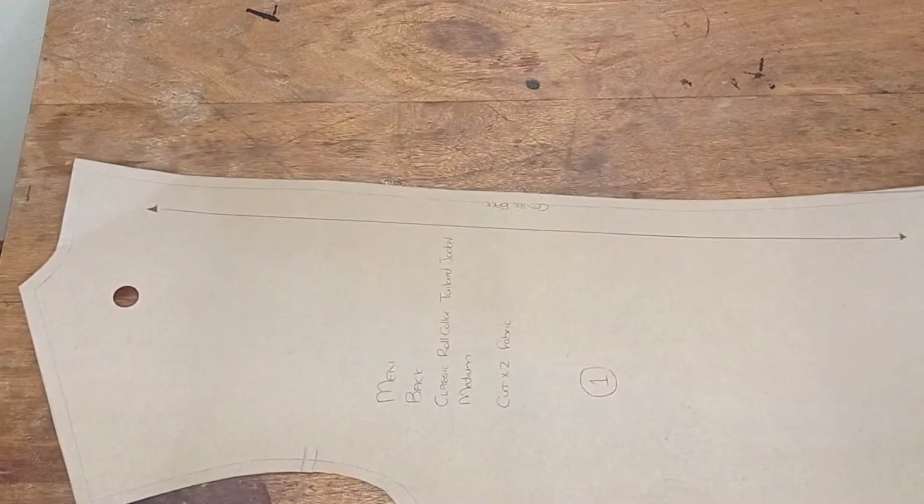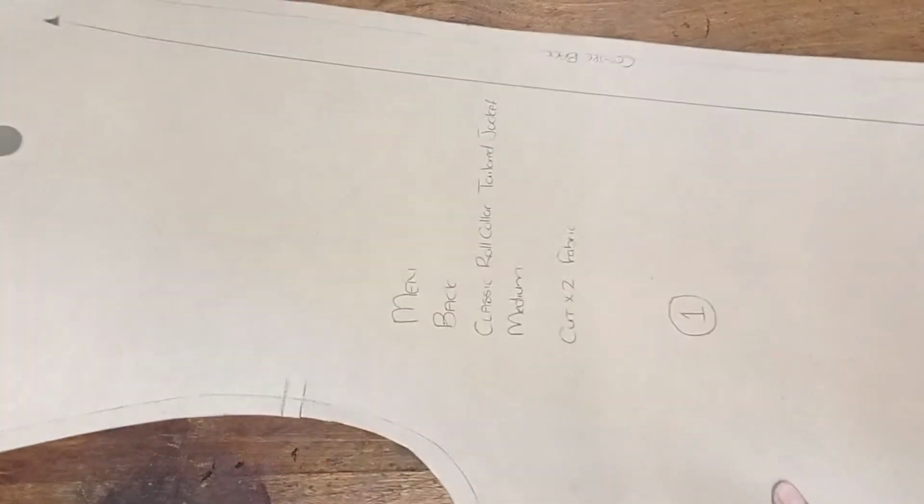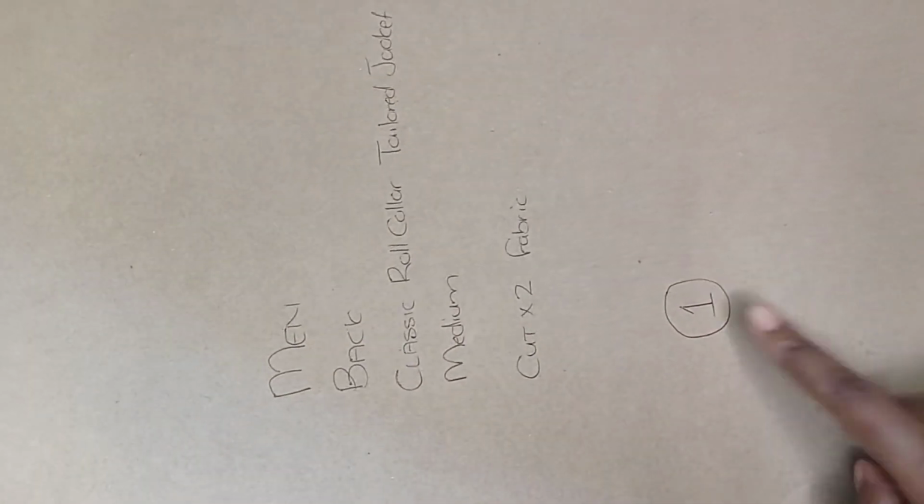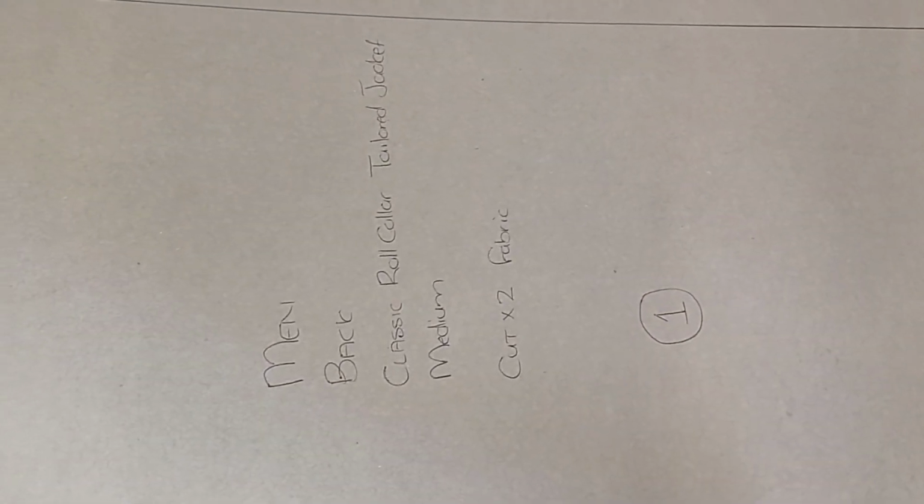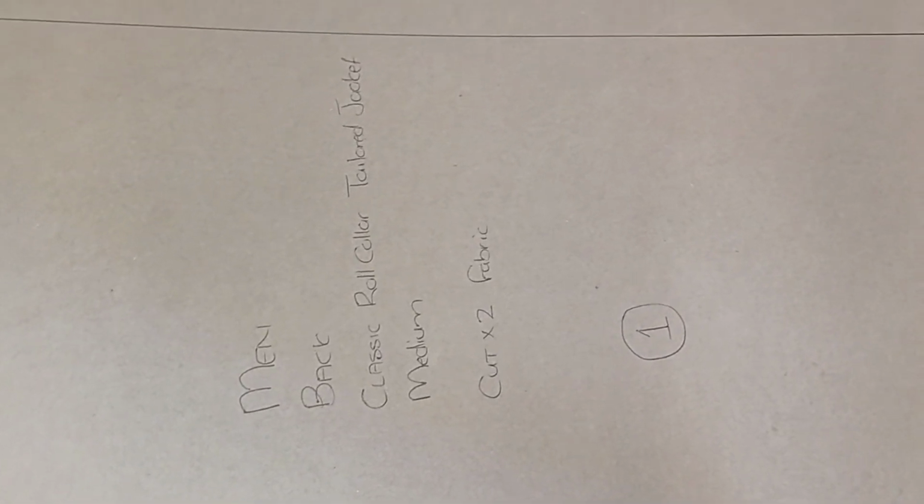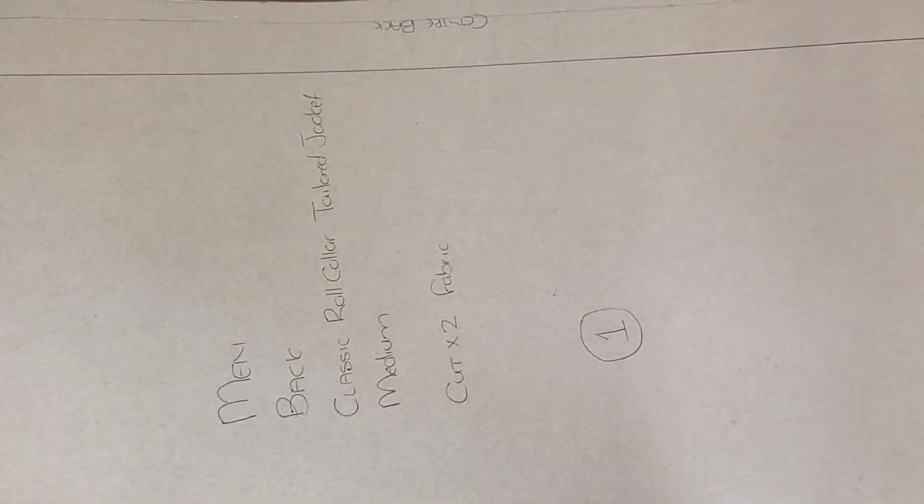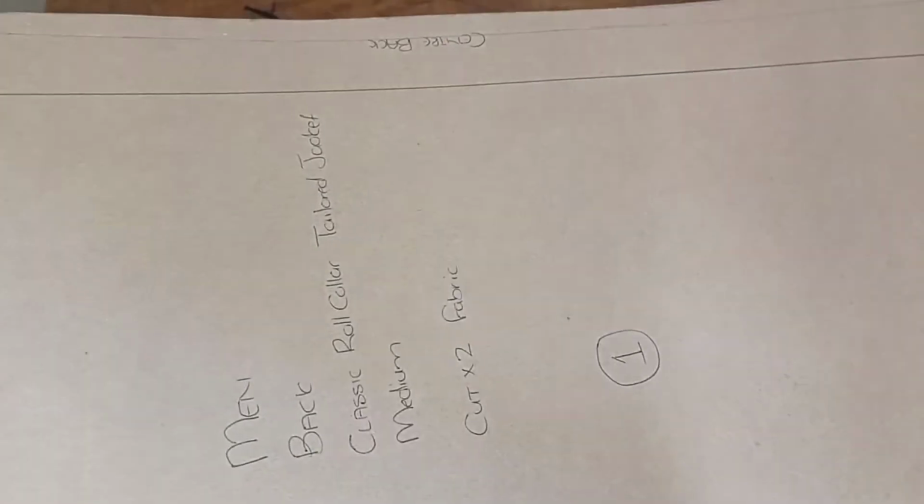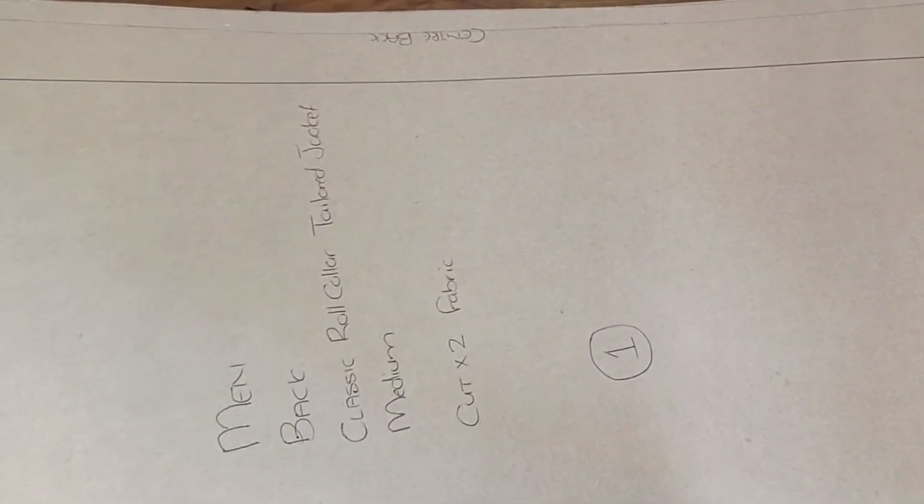Now, as you guys can see, there are a couple of writings on this pattern. Number one, we have it labeled as number one. So when you are designing a garment, you have to consider how many pieces there are on your garment. So number one would be your back. Number two would be your front. Number three would be your sleeves. Number four would be your pockets and any other thing that makes up this whole garment of yours.